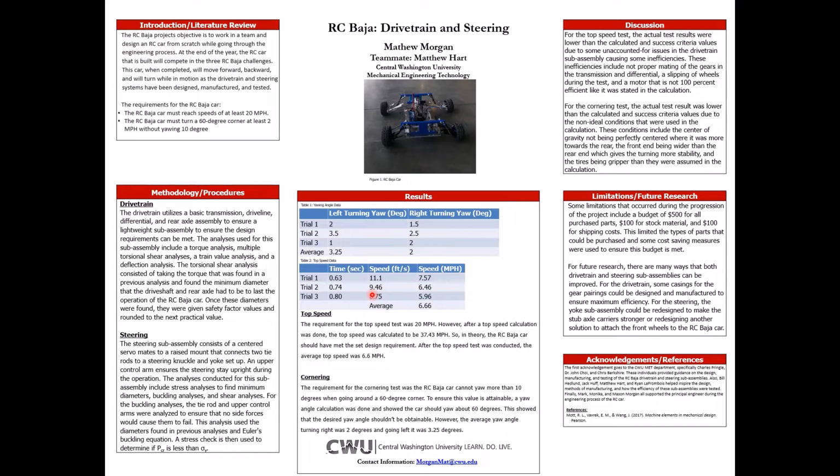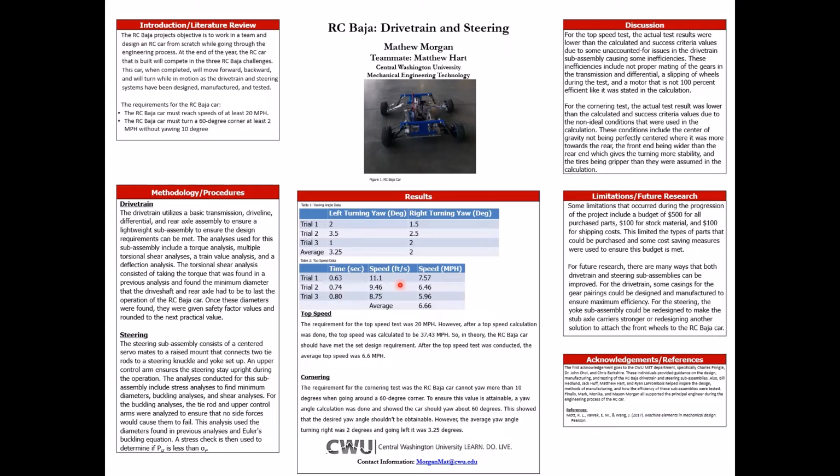Before this test was conducted, I did a calculation to determine the top speed of the RC car, and shown here it was about 37.43 miles an hour. For the data shown in table 2, the time was the time it took to go from the beginning of that 7-foot block to the end of the test. So I have 0.63, 0.74, and 0.8 seconds.